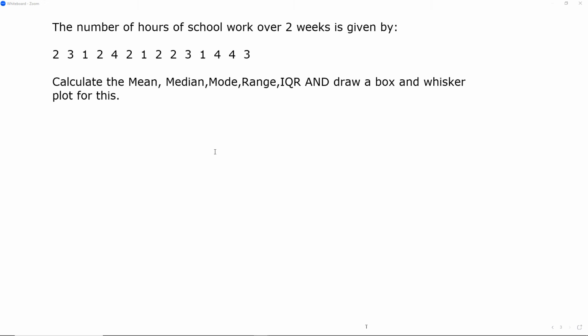So the question says the number of hours of schoolwork over 2 weeks is given by the following data. Each of these numbers represents the number of hours over 2 weeks. We're going to calculate the mean, the median, the mode, the range, the interquartile range, and we want to get the box and whisker plot for this. So the first thing we're going to do is calculate the mean.